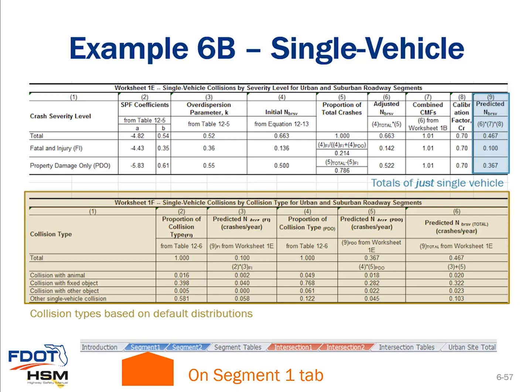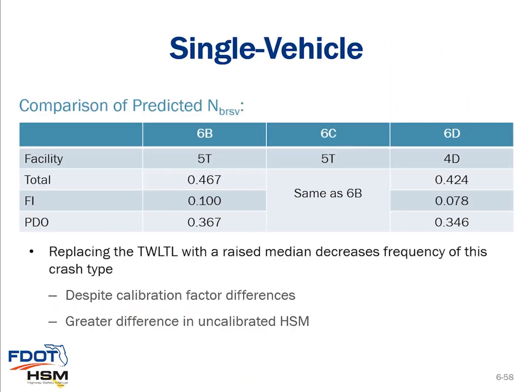So again, doing the same comparison for single vehicle, you will see the comparison between 6B, or the 5-lane with 2-way left turn lane, a little bit higher than the 4D. Again, calibration differences, noted that in the past, but you'll see a slight reduction for the 4-lane divided facility.